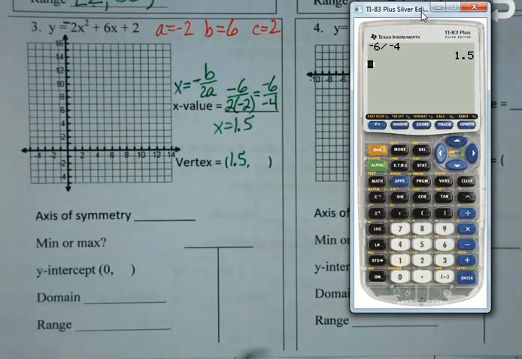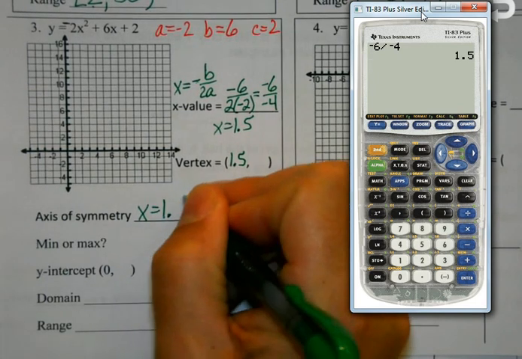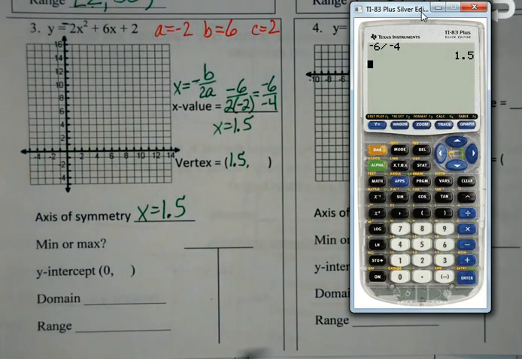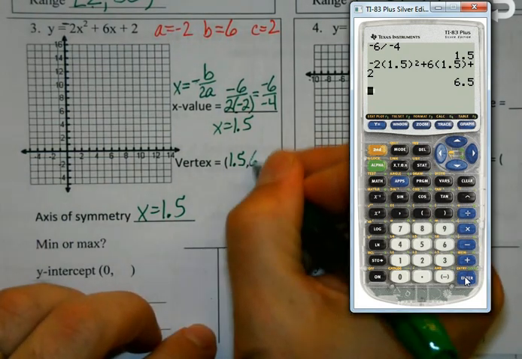Okay, so my vertex is 1.5, which means my axis of symmetry is x equals 1.5. You're like, okay, so how do I get y now? I'm going to remind you of our little secret we talked about yesterday. I could plug this x value in for every place in here, and I'll actually do that here for a second. Just again, we like options. So I could go about doing it this way and get my y value out, which is 6.5.